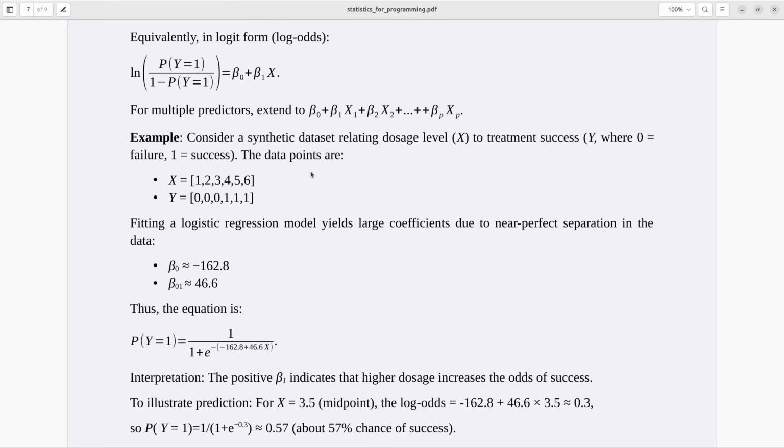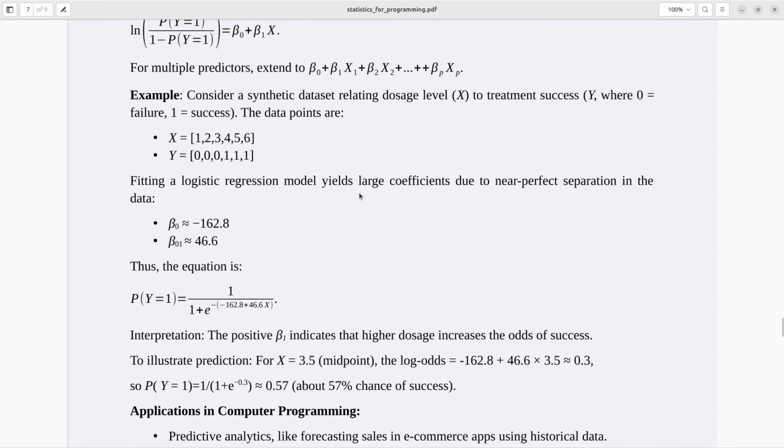So let us see this particular example. Let us consider a synthetic dataset relating the dosage level x to the treatment success. 0 means failure and 1 means success. So the data points are like that. If I have 1 level of dosage, the treatment is not successful. If I have 2 levels of dosage, the treatment is not successful. If I have a dosage level of 4, the treatment will become successful. If I have 5 levels of dosage, the treatment will also become successful. Okay, so that is the meaning of x and y here.